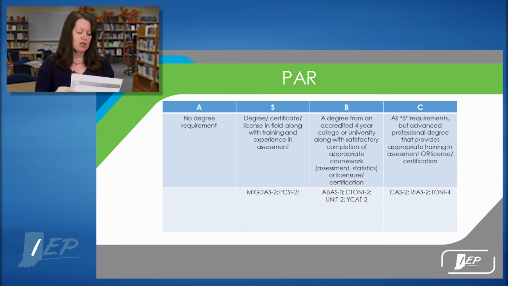And then finally, we're going to look at PAR. And PAR has a similar setup as well. They have the ABC, but they also have an S in there, which is kind of a bump between the A and the B. So for A-level products, you don't need any degree or training. You don't have to have specific qualifications.